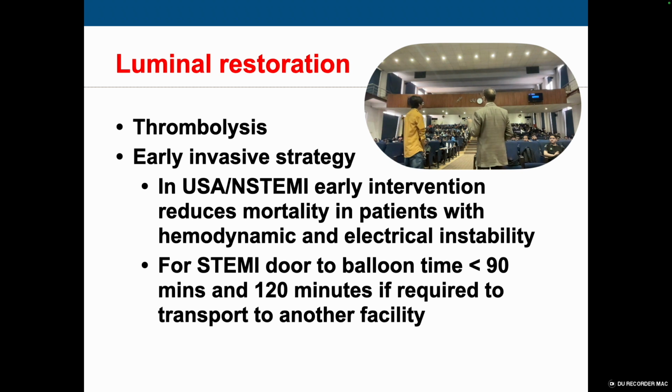In a facility where PCI is available, for example, if a patient goes to the emergency of a PCI center, they have the facility 24/7. So if the patient reaches there within 90 minutes, and you can open or dilate the obstructed area within the 90-minute window, you should go for a PCI. If the patient lands in another hospital, you can give another 30 minutes for transporting the patient.